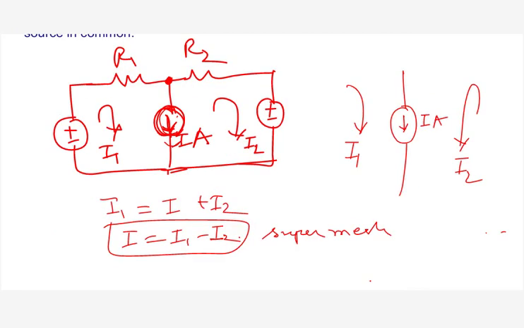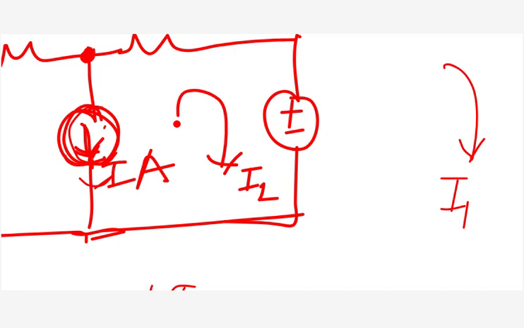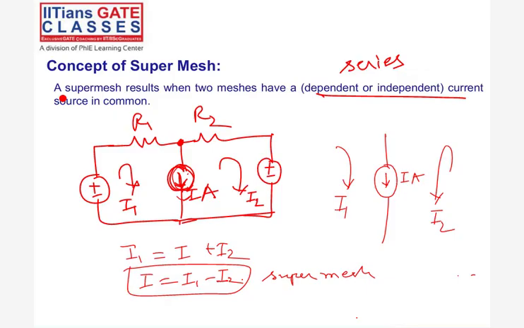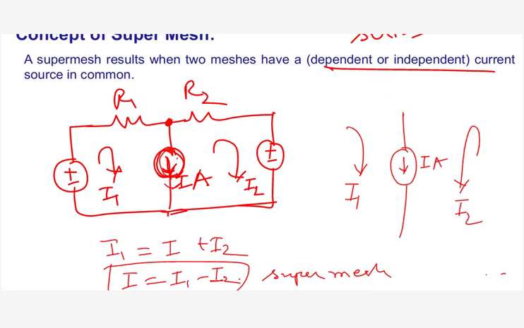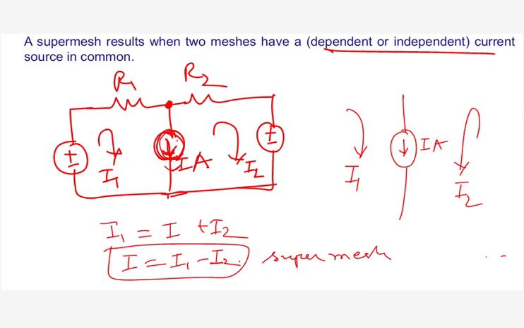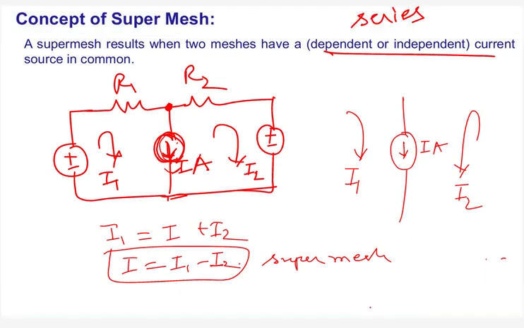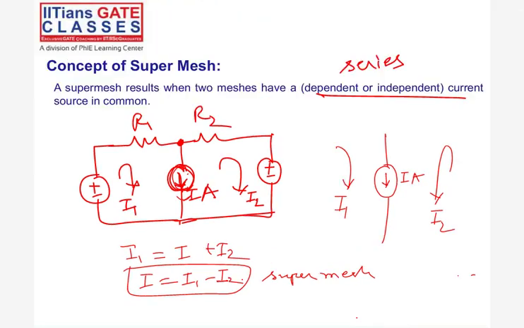Once more, regarding the super mesh, or the mesh equation. See, a super mesh is nothing but this: if I have a current source, either dependent or independent, between two meshes. So I have two meshes here, mesh 1 and mesh 2, and a current source between them. Then I'll consider it as a super mesh. I won't consider this current source, and I'll write the loop equation directly.